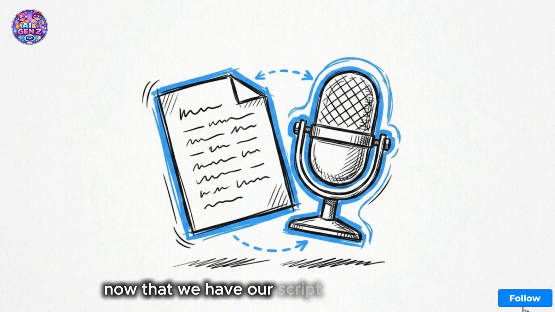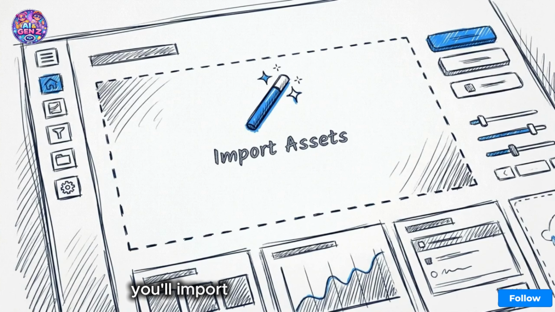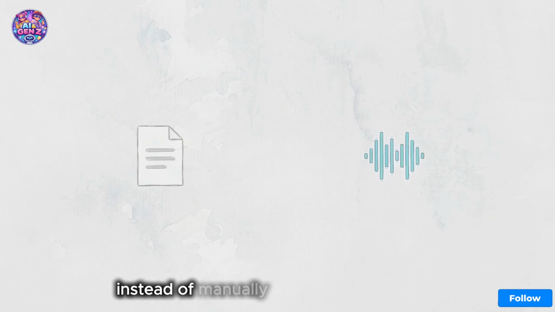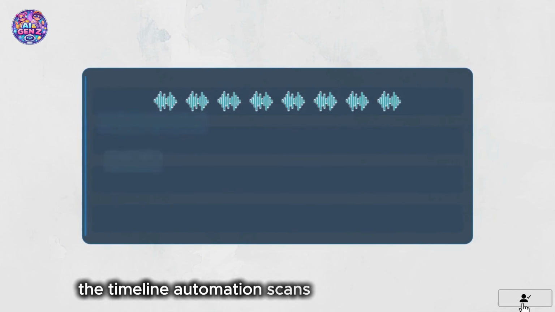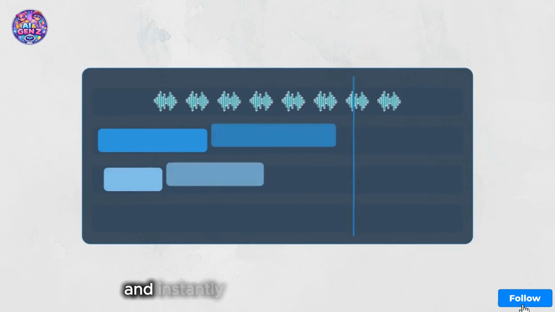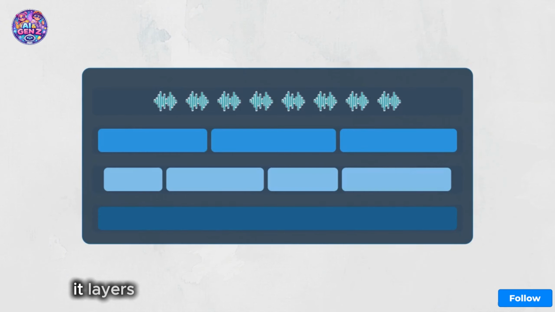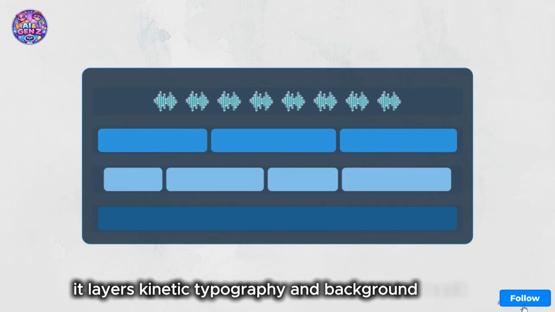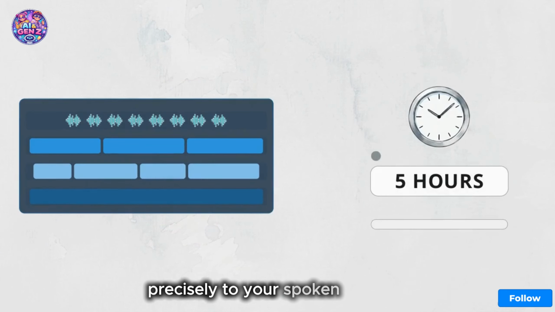Now that we have our script and voiceover, step 2 is visual assembly. You'll import those approved assets into an all-in-one generator like Shorts Ninja or NVIDIA AI. Instead of manually hunting for footage, the timeline automation scans your audio context and instantly pulls relevant B-roll clips to match the narrative. It layers kinetic typography and background music, syncing every visual element precisely to your spoken words.